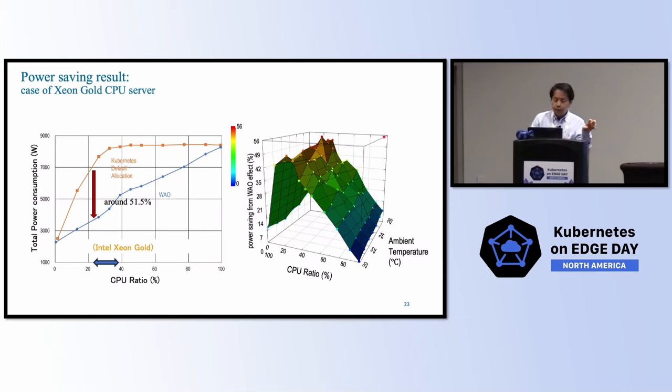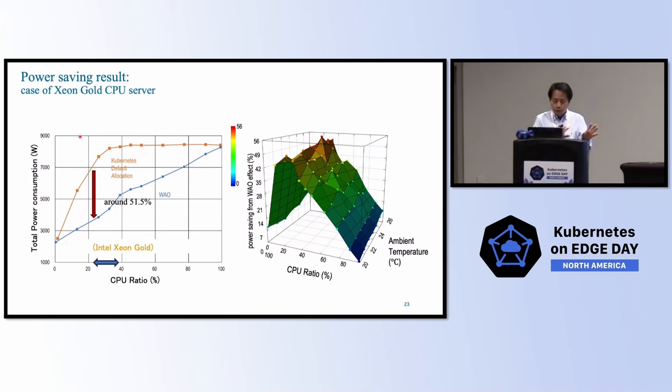Based on this Intel Xeon CPU server, in the left-hand figure the horizontal axis is the total CPU. CPU ratio from 0 to 100 means, in this case, 50 CPUs. A CPU ratio of 100 means 5,000 cores, because each server has around 100 cores. So 1,000 CPUs means the data center can handle a 5,000-core workload at the same time. The orange line is the default Kubernetes allocation, kube-scheduler, and the blue line is our WoW workload optimization algorithm.